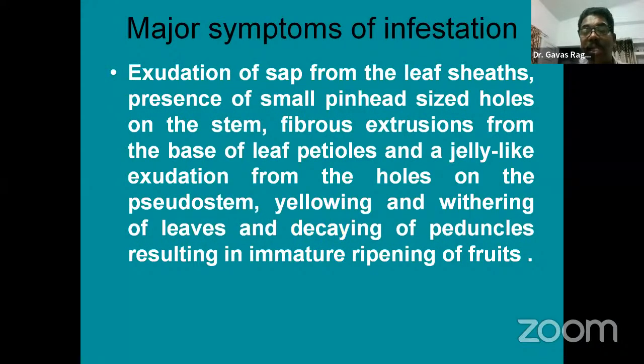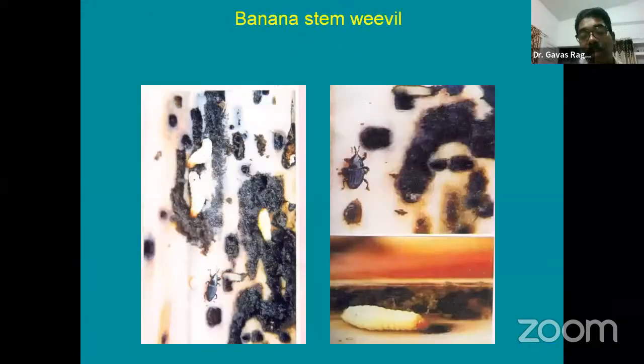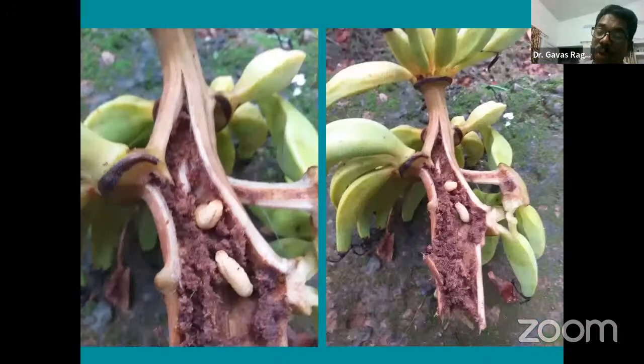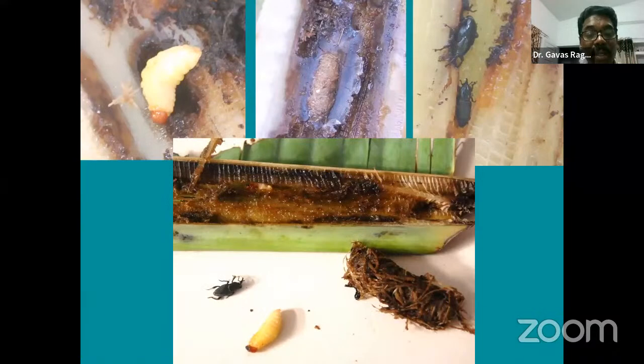So these are some of the pictures. You can see this jelly-like substance exuding from the plant stem, and the extensive tunnel. You can see how much damage this grub is able to cause. In some unique cases we have recorded, not only the pseudostem is attacked, but also the peduncle of the fruit. These are pictures we have taken in Kerala itself. So if there is a stress in food, they will also move towards the peduncle of the fruit. These are some of the photos for your kind viewing.